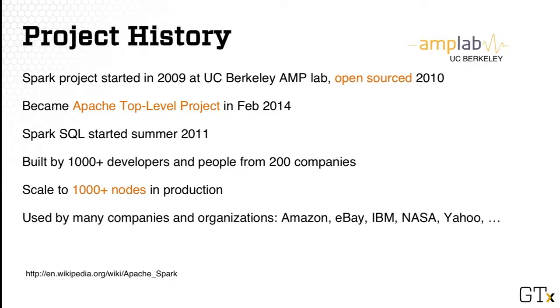Spark is built by over 1,000 developers and people from over 200 companies and organizations, such as Amazon, eBay, IBM, NASA, and Yahoo. Spark is now used in large computing clusters with over 1,000 nodes.